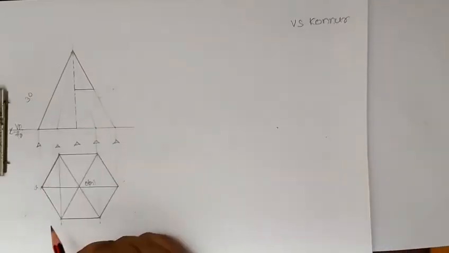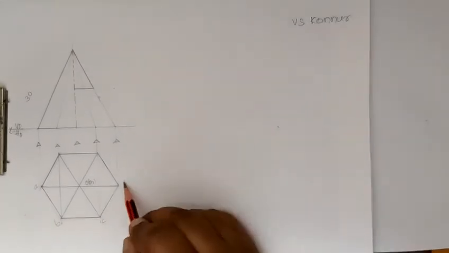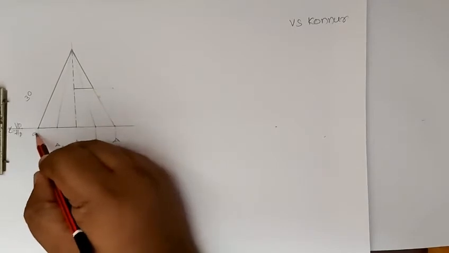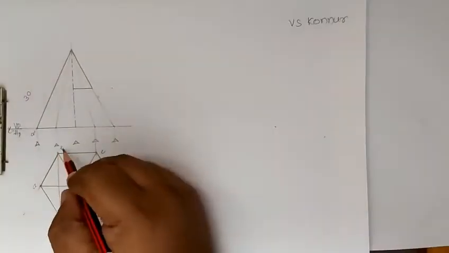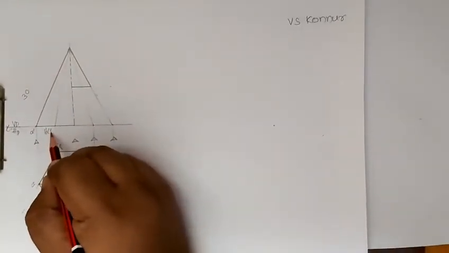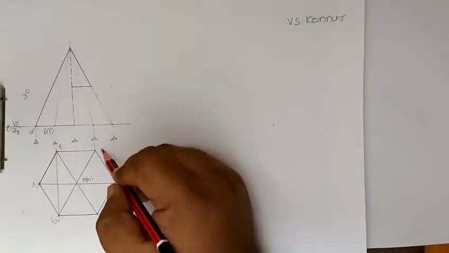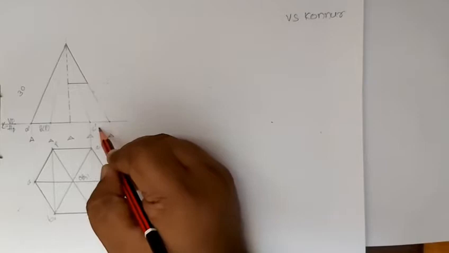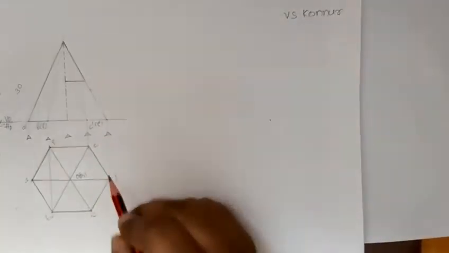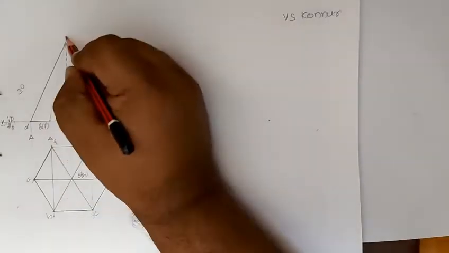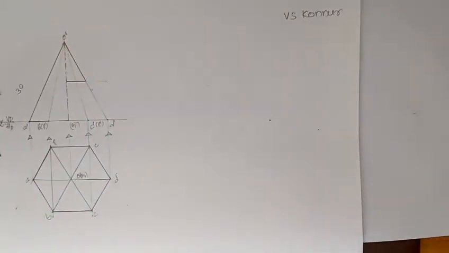This is A, B, C, D, E, F. A is A dash here, B is visible, F is not visible, B dash, F dash, where C is visible, E is not visible, C dash, E dash, then this point is D dash, this is O1 dash and O dash, right?